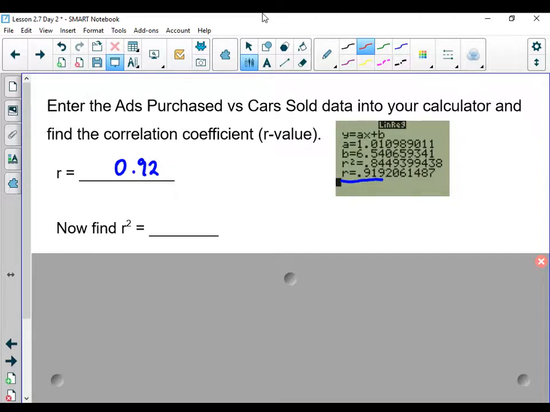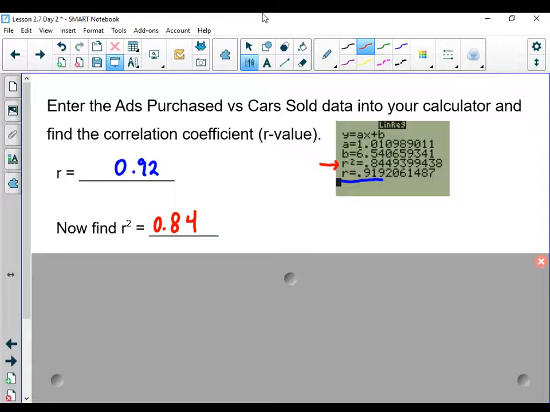Well, notice the R squared value is also listed there. And the R squared value is literally that. We're going to take the R value and we're going to square it. So our R squared value is 0.84 for this example.